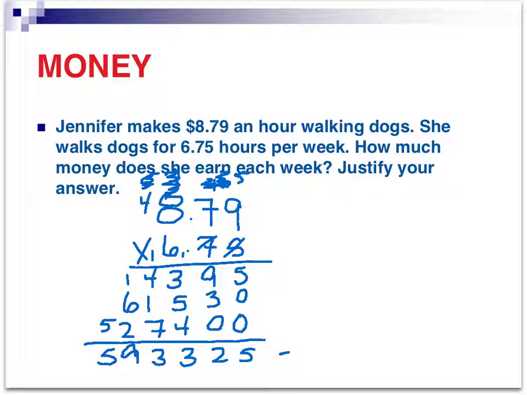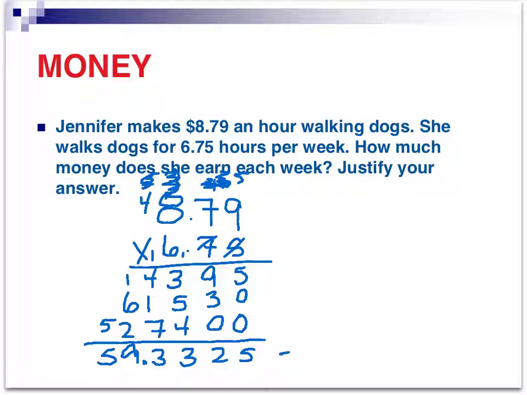Now I need to place my decimal point. Notice I have 2 digits to the right of the decimal in 8.79, 2 digits to the right of the decimal in 6.75 for a grand total of 4. So I need to have 4 digits behind the decimal in my answer. So that's going to be 59.3325.